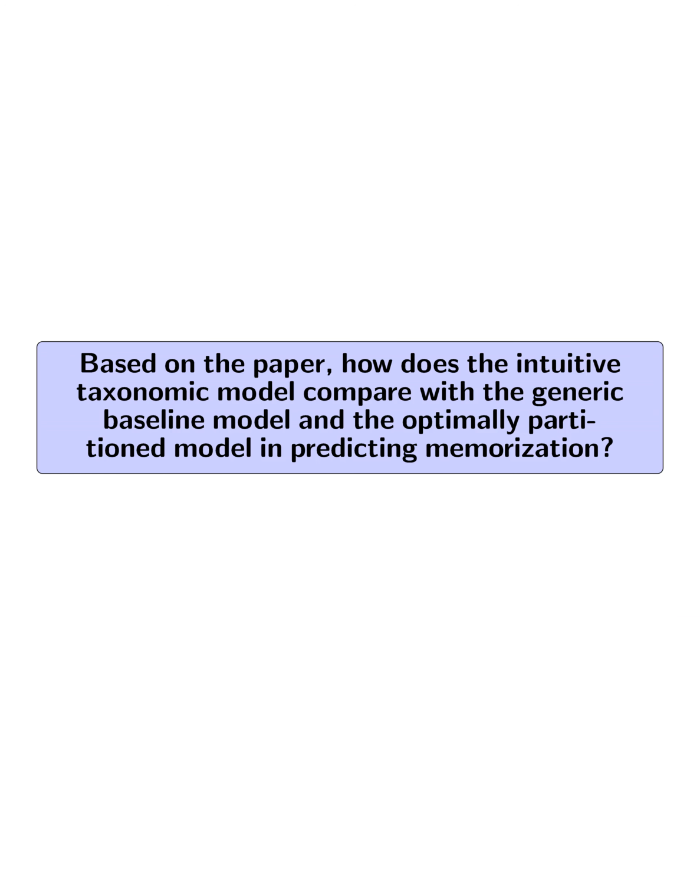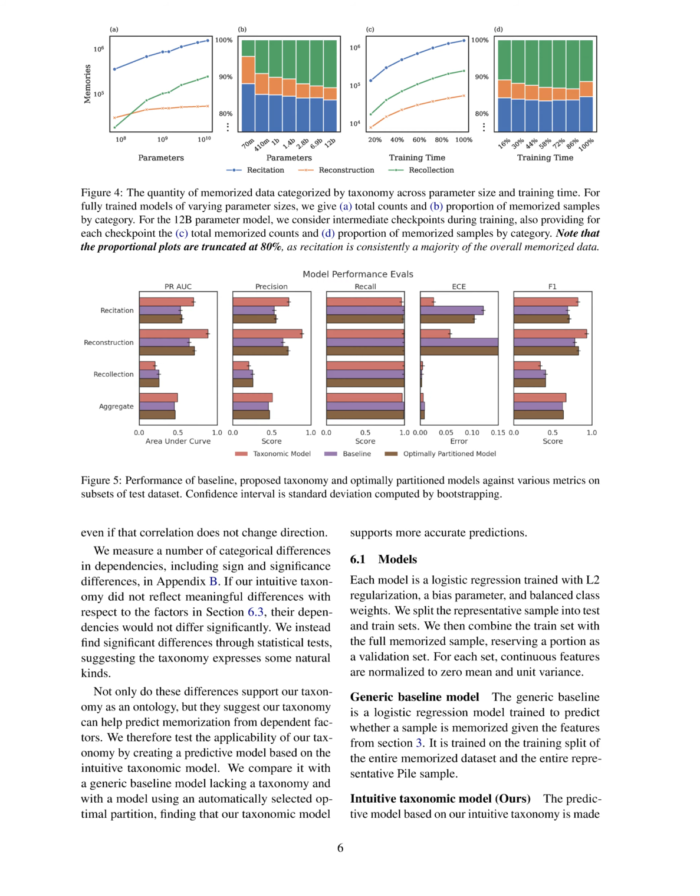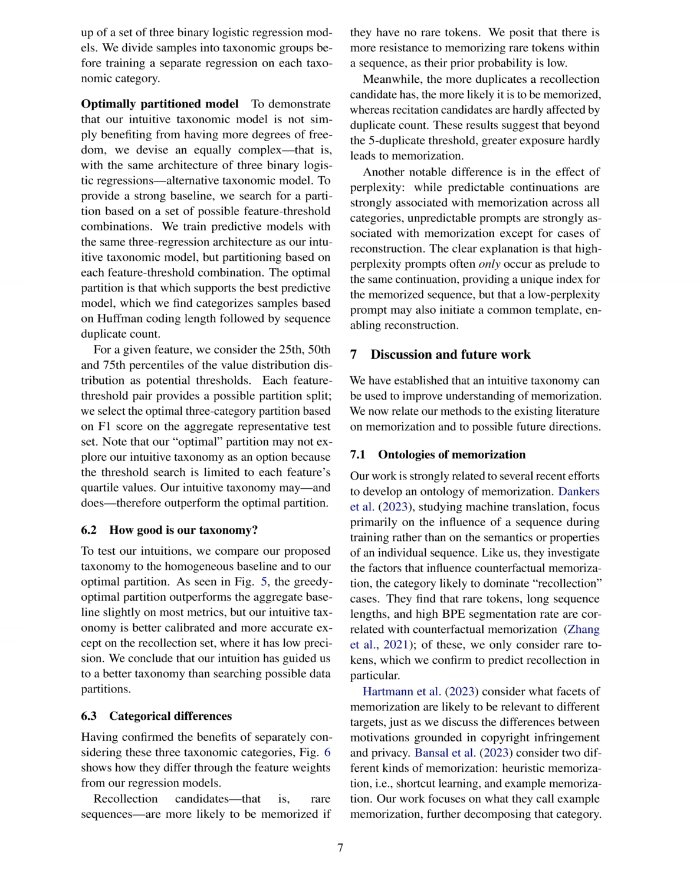Based on the paper, how does the intuitive taxonomic model compare with the generic baseline model and the optimally partitioned model in predicting memorization? The intuitive taxonomic model outperforms both. It is composed of 3 binary logistic regression models that categorize samples into taxonomic groups before training a separate regression on each category. The paper states that the intuitive taxonomic model is better calibrated and more accurate overall, except for the recollection set where it has low precision.